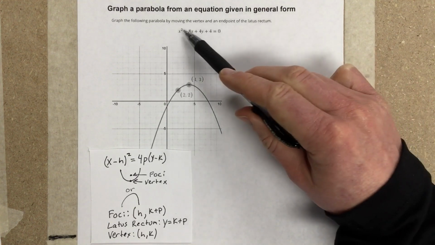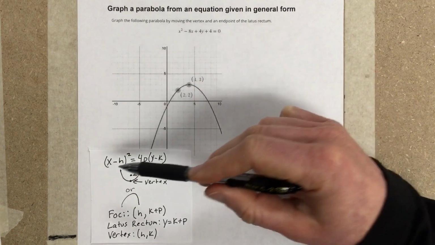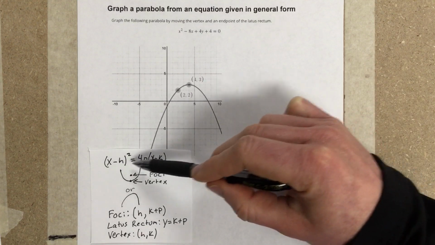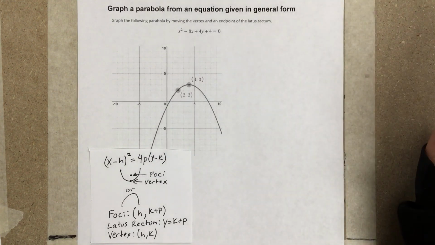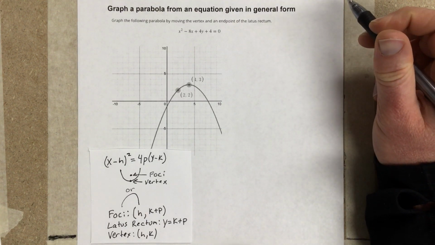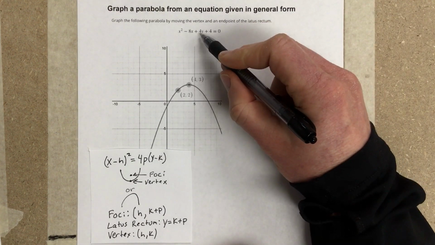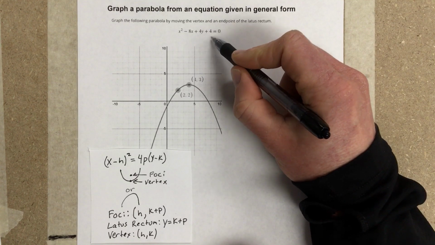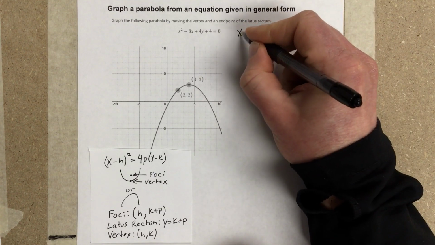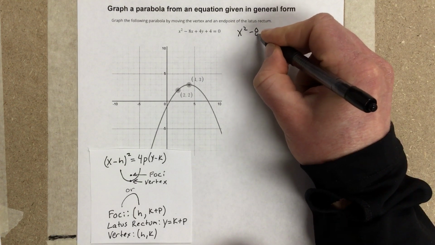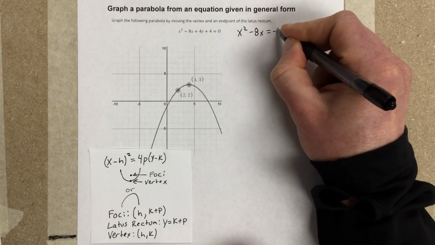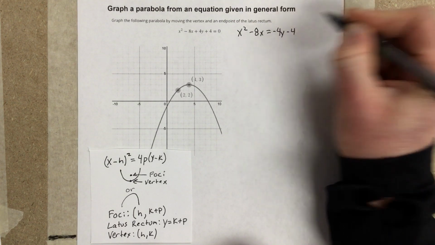To do that, I want to notice that I have x squared in the equation. That means we're going to try to get this standard form, which is (x minus h) squared equals 4p(y minus k). To do that, I'm going to have to complete the square. To start that, I'm going to move the 4y over by subtracting and the 4 over by subtracting. So I get x squared minus 8x is equal to negative 4y minus 4.